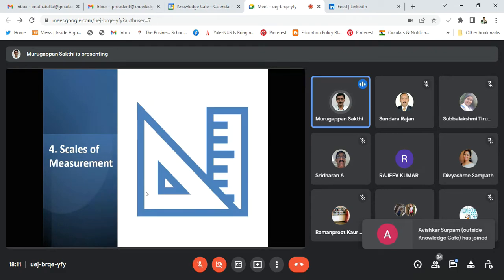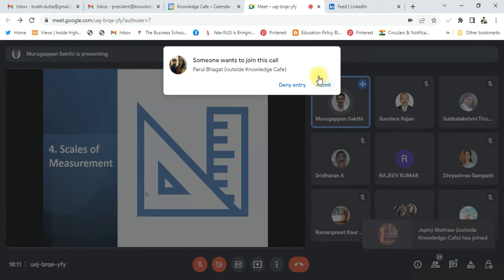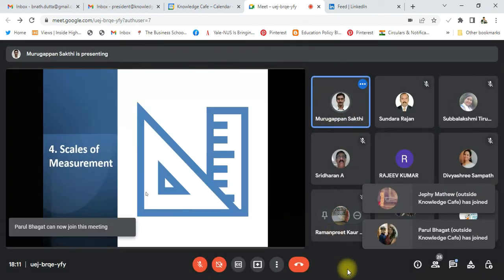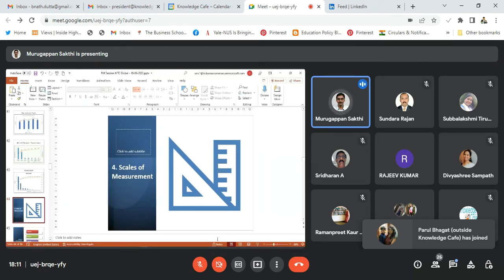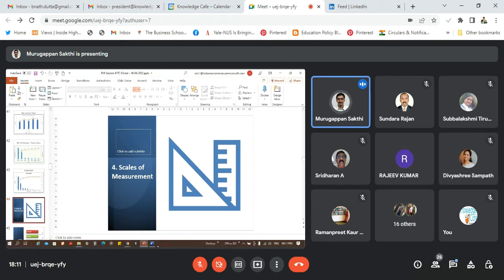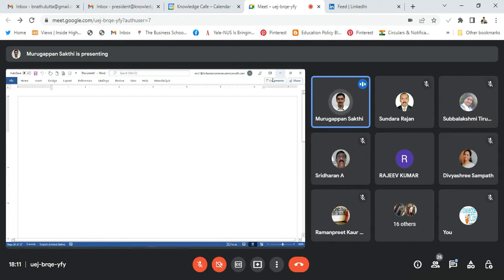In the scales of measurement, before starting that, I'm asking you to make a note of it. There are four characteristics. Please make a note of it. I will also write it down in the Word document. I will open up the Word document. Can you see my Word document?